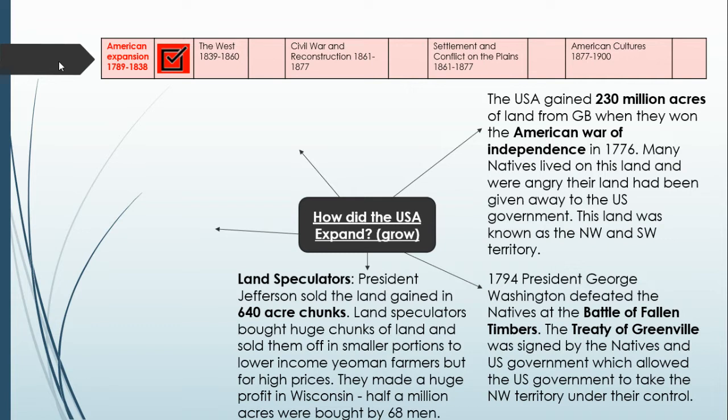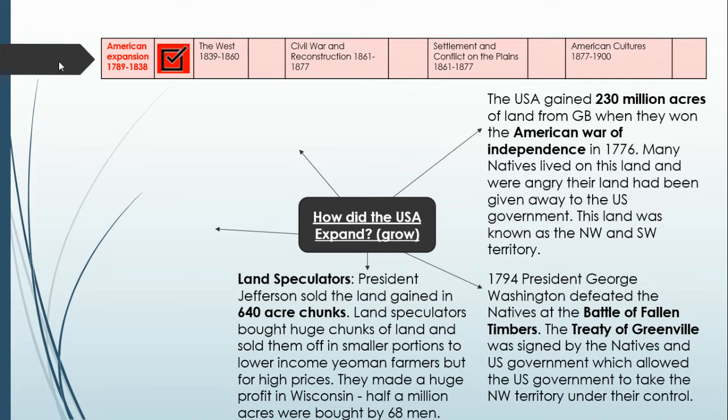So they broke them down into smaller sections. So, for example, they might sell somebody a 5-acre plot of land, but they sell this for a very high price. So it enables smaller yeoman farmers to buy land for the first time in small chunks, but they're actually making these land speculators a lot of money.